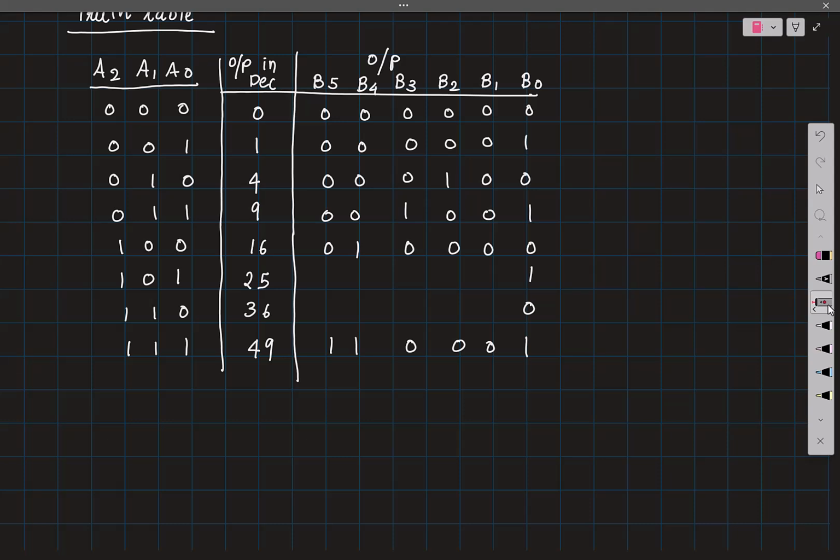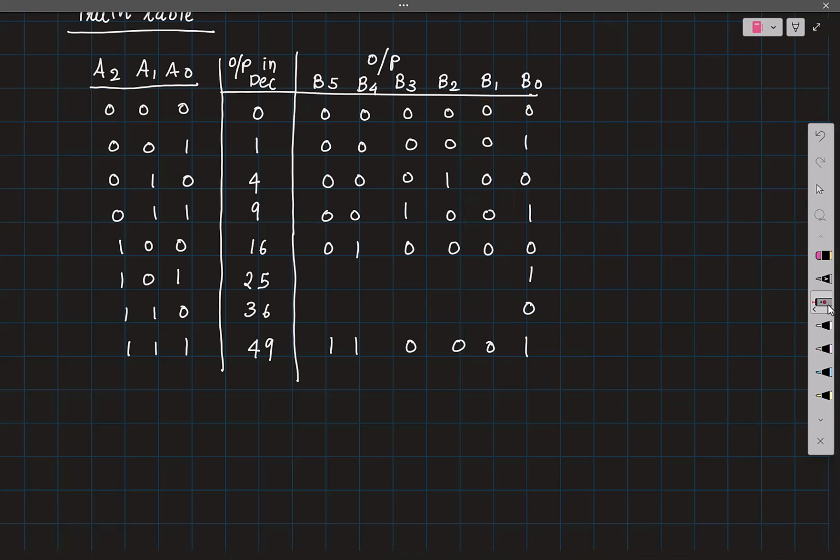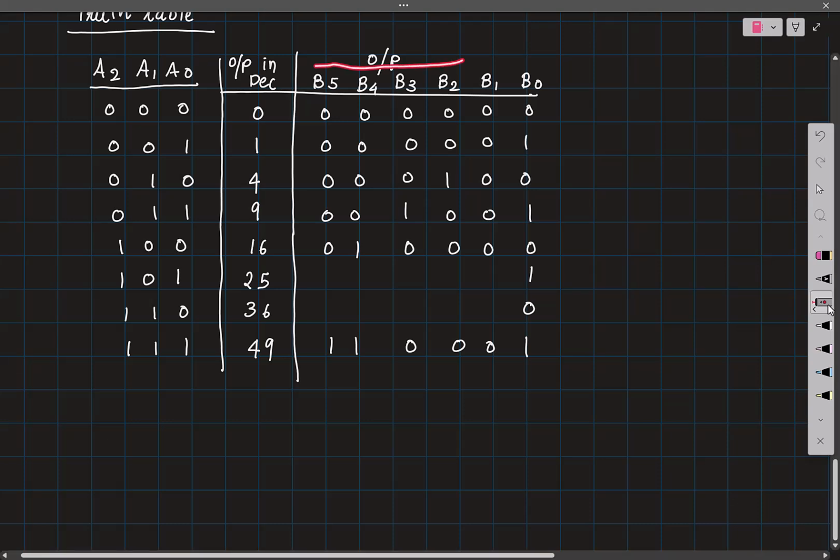What about your B1? It is 0 at all times. Right? So this also you need not use a combinational circuit to implement. Directly connect your B1 output to 0 at all times. So that means we need to save B5, B4, B3, B2 in a read-only memory.